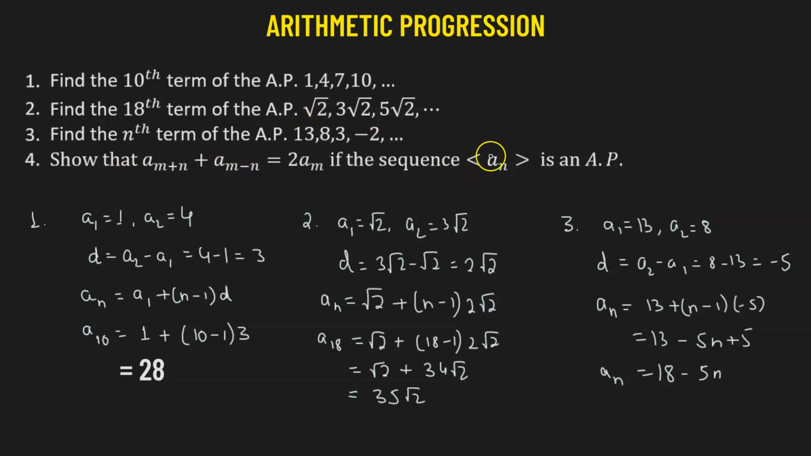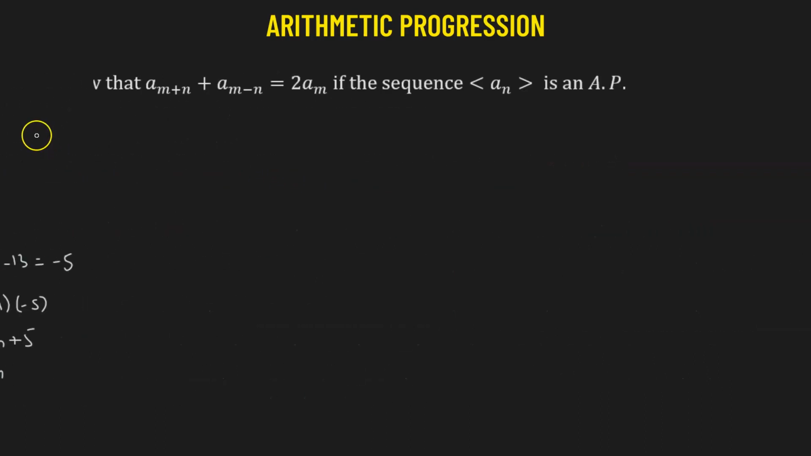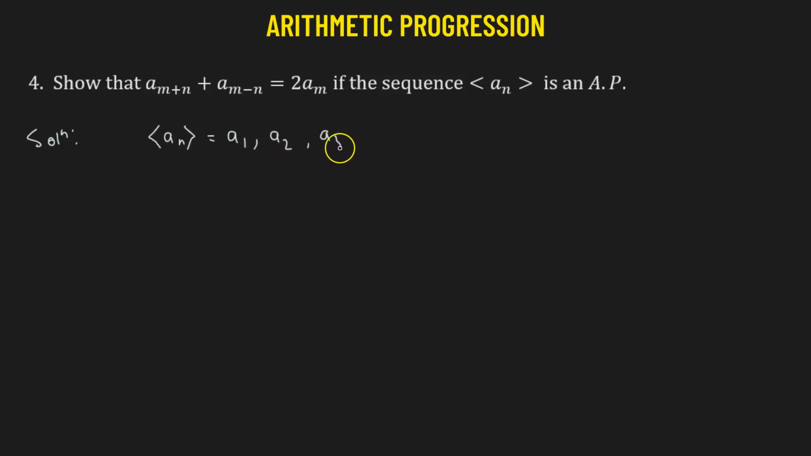Coming to number 4. So here we have a sequence an, which is an AP. We need to show that the m plus nth term added to the m minus nth term is equal to 2 times the mth term. So let's do that as well. Now, here we have the sequence given by an. So if we expand, the first term would be a1, the second would be a2, the third would be a3, and this goes on. Now let's consider the first term and the common difference. So we'll call the common difference, which is a2 minus a1, or any term minus the preceding term, d.